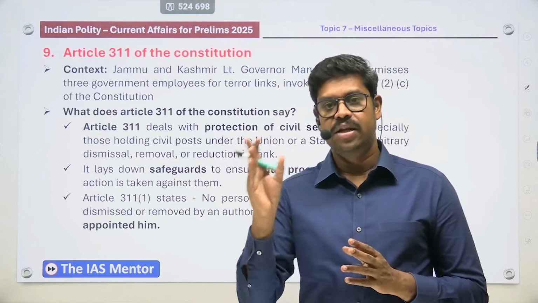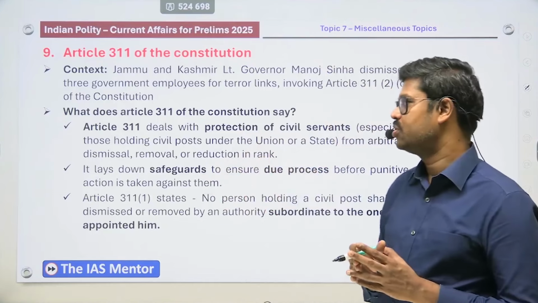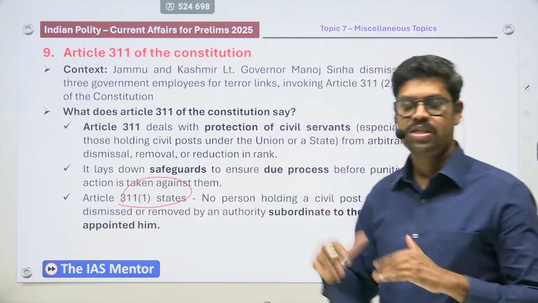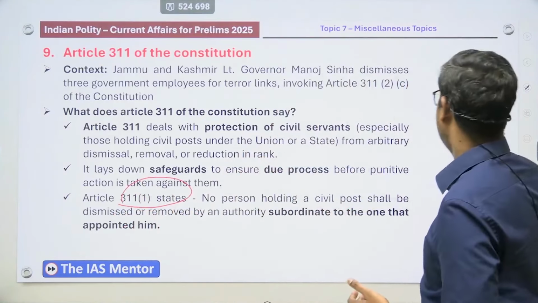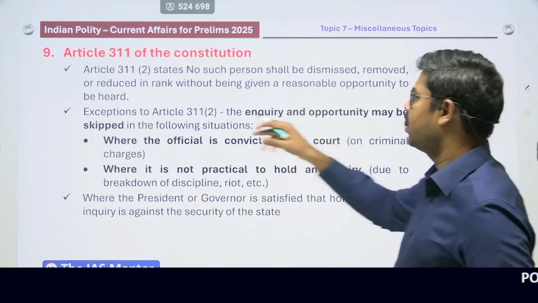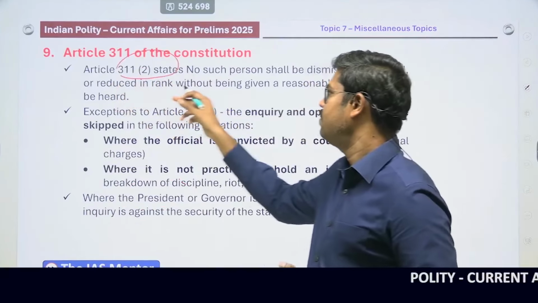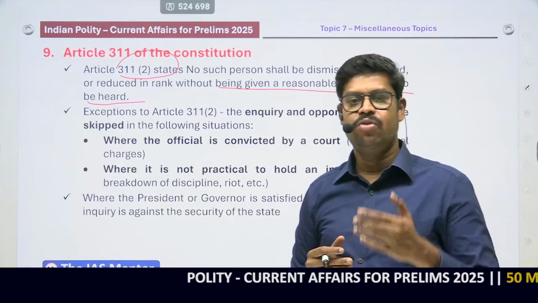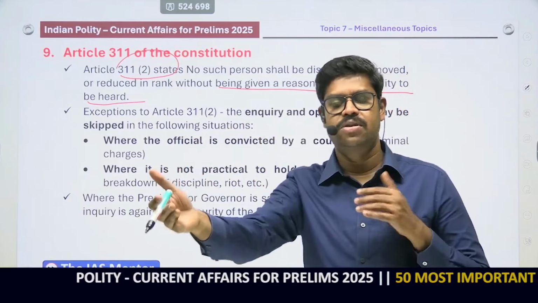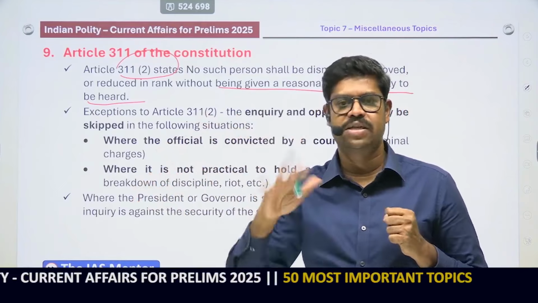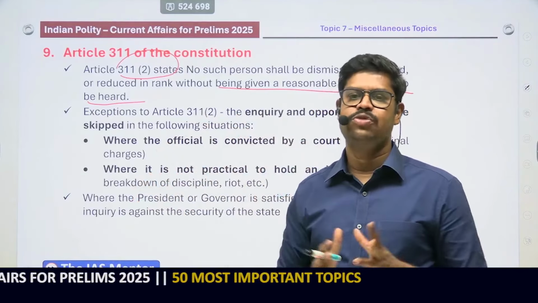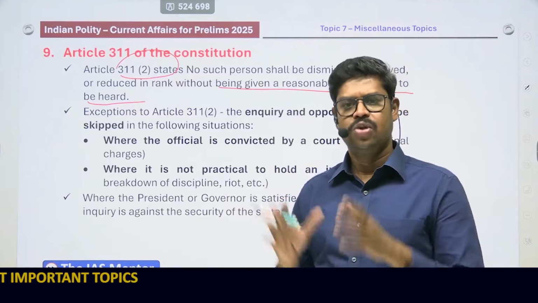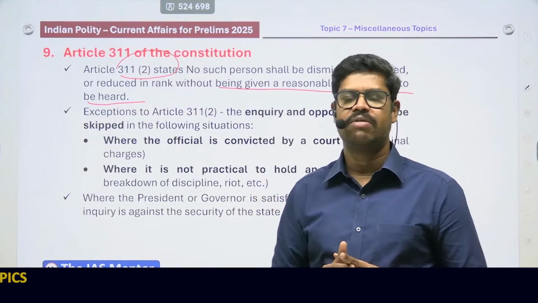Whereas Article 311 clause 2 says that only the subordinate authority cannot remove, but the appointing authority can remove. But even the appointing authority cannot remove a person without giving him a reasonable opportunity of being heard. That means if the government wants to remove a person, that person should first be given an opportunity to explain his case. A proper inquiry has to be conducted, and only based on the inquiry can he or she be removed or some action taken. So, due process has to be followed under Article 311 clause 2.